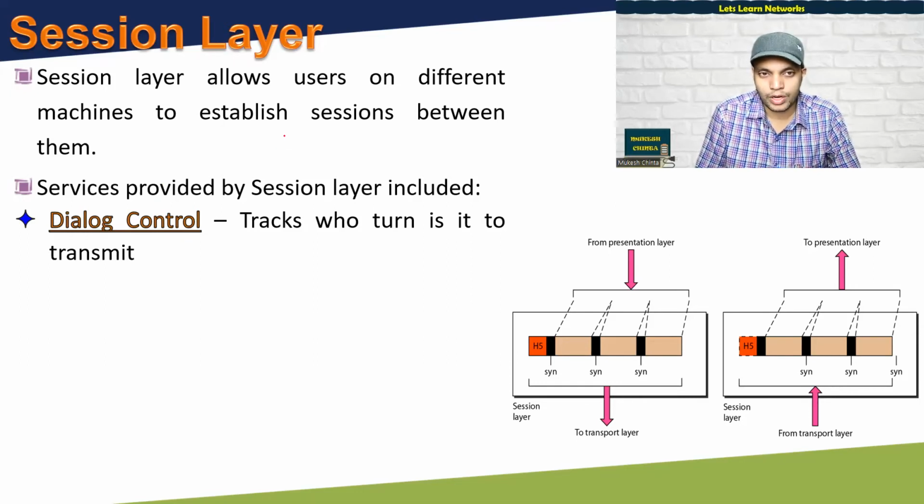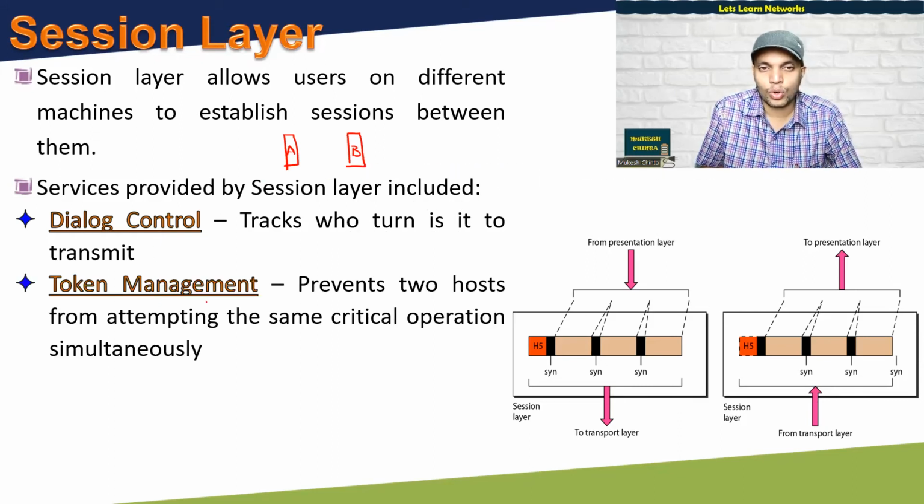If two people are talking, imagine that there are two machines, A and B. If both are communicating, dialogue control is a service which provides permissions such that only one person can speak at a time. That means it actually controls the communication. Dialogue stands here for communication. So whose turn it is, whether A should talk first or B should talk first, and after B, who should talk again. All those things are handled by the session layer in the form of dialogue control.